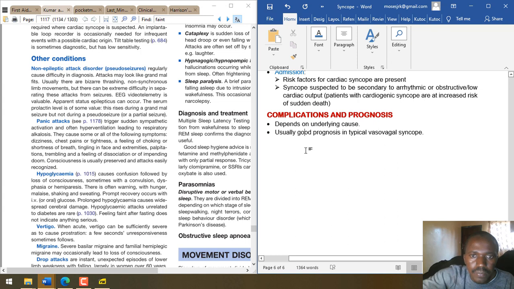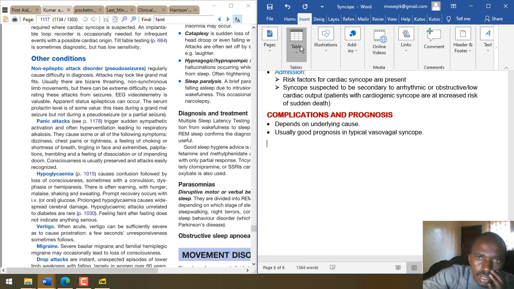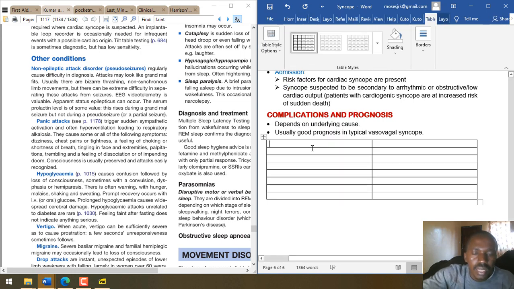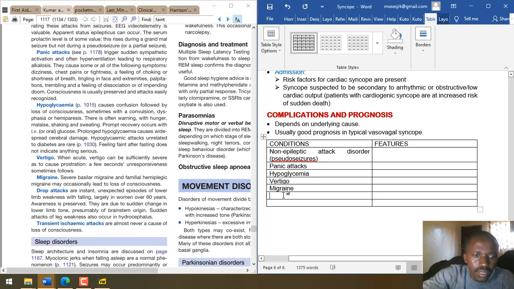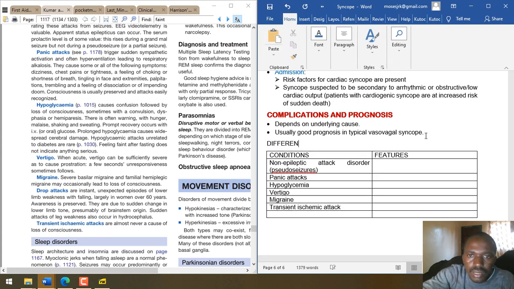Okay, so let's add a table. So we go to insert a table. Condition, features. So here we say non-epileptic attack disorder, which is known as pseudoseizure. Then we can have panic attacks, hypoglycemia, vertigo, migraine. We've talked about drop attacks, yeah? And transient ischemic attacks. Okay, so they just say differential diagnosis here.